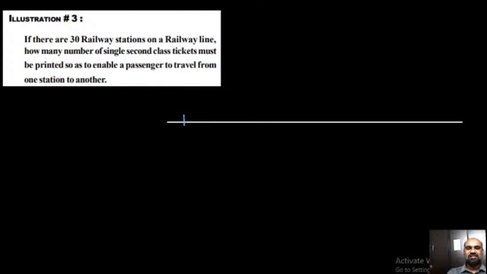Listen, interesting problem. If there are 30 railway stations on a railway line, how many single second class tickets must be printed so as to enable a passenger to travel from one station to another? First of all, students listen. Assume that this is the railway track. There are totally 30 railway stations. Say this is station S1, this S2, and so on. This is S30 and this is S29.